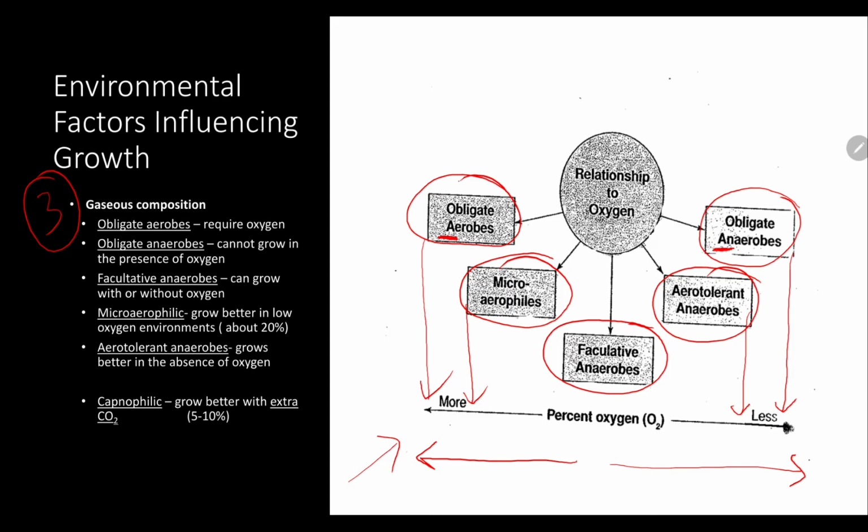So it's basically facultative, the spelling is tricky. Facultative anaerobes are the bacteria in the middle of the scale. This type of bacteria can grow with or without oxygen. If there is oxygen, they can grow. If there is no oxygen, they can also grow. So facultative anaerobes are the best, the most advantageous. If the bacteria is categorized into the facultative anaerobes.